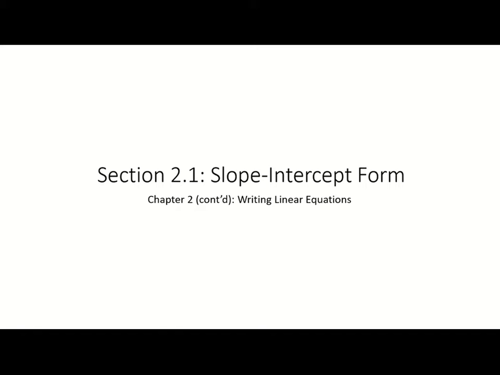Today we're going to add one more type of example onto our notes for section 2.1, slope-intercept form, writing linear equations. And that next type of example is going to be how to write the equation between 2 points on a line.